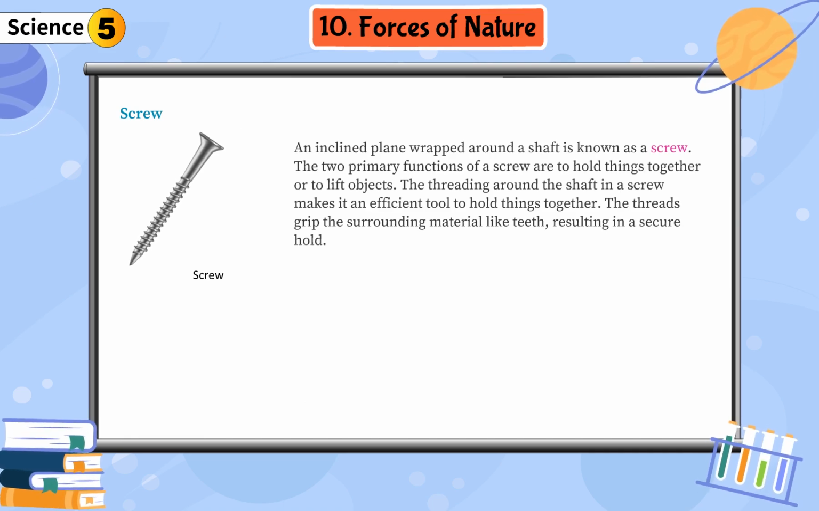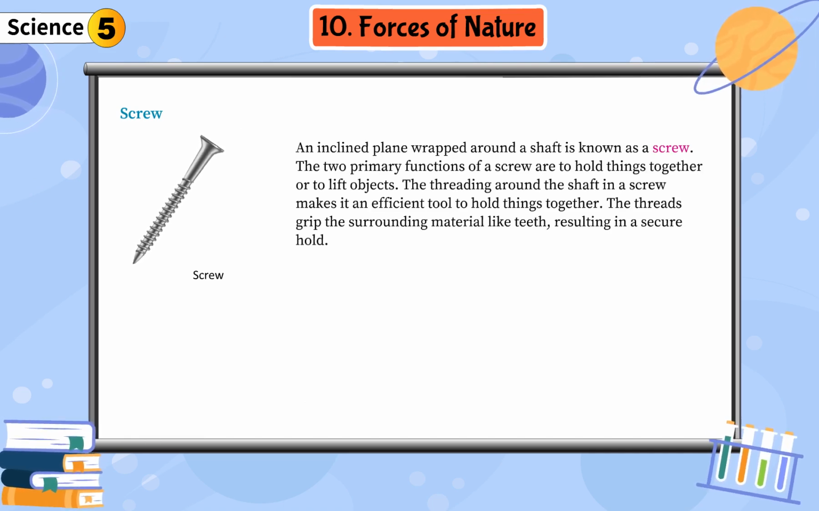Screw. An inclined plane wrapped around a shaft is known as a screw. The two primary functions of a screw are to hold things together or to lift objects. The threading around the shaft in a screw makes it an efficient tool to hold things together. The threads grip the surrounding material like teeth, resulting in a secure hold.